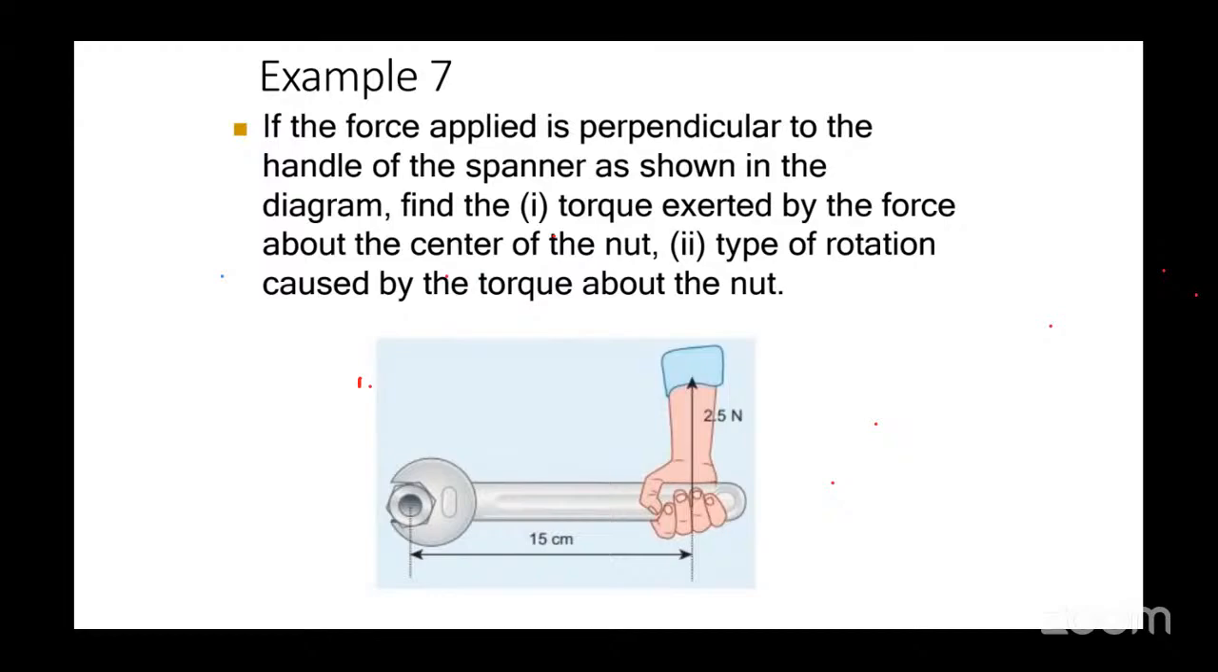Number 2 says, find the type of rotation caused by the torque. If you look at the arrow, it is going up, isn't it? So it's going from right to left, which is anti-clockwise rotation. So the rotation is anti-clockwise. If it is coming down, that will be clockwise.